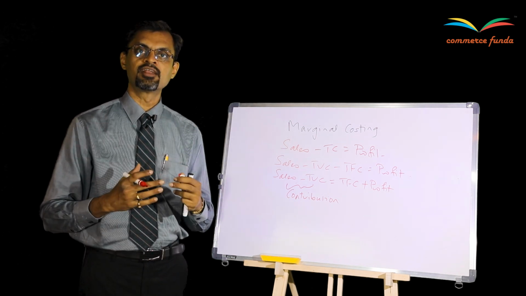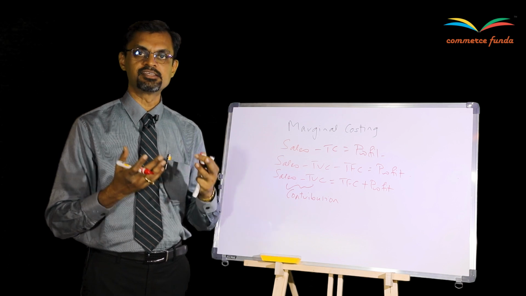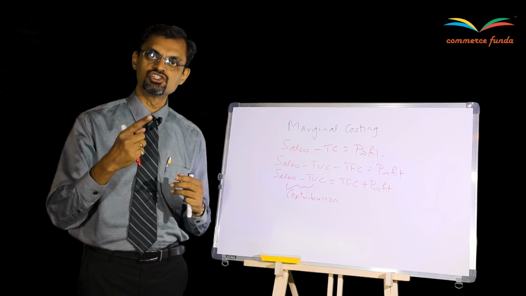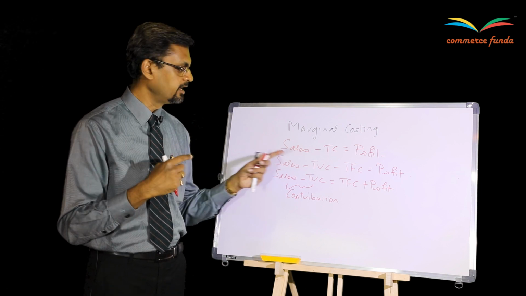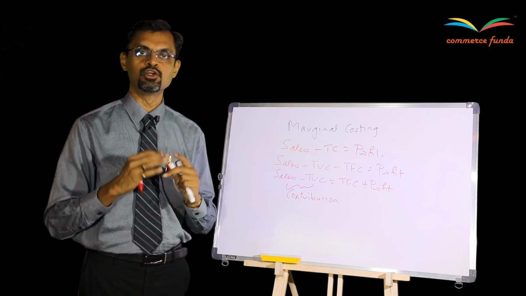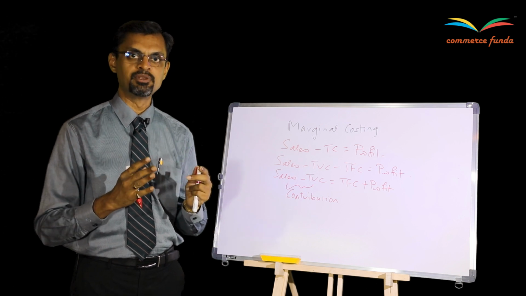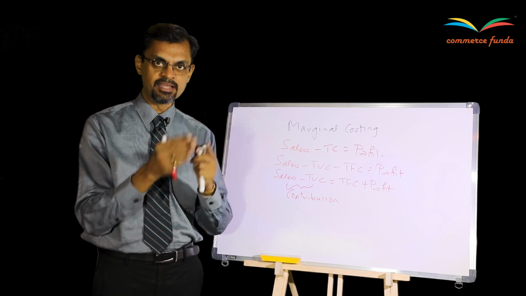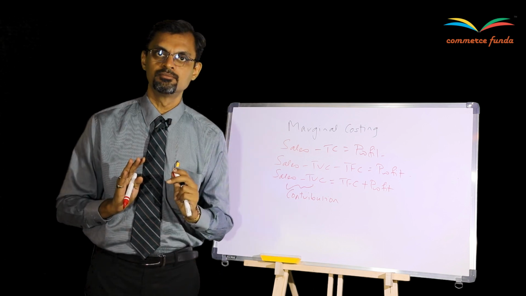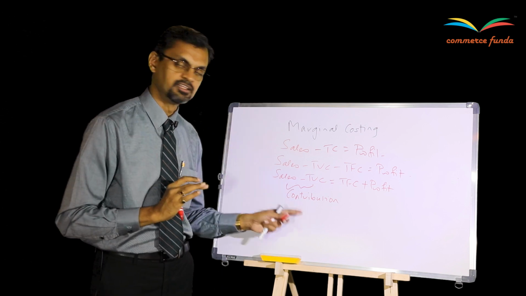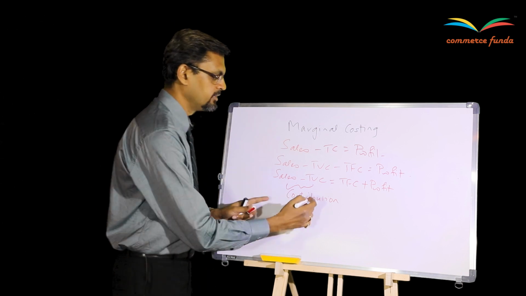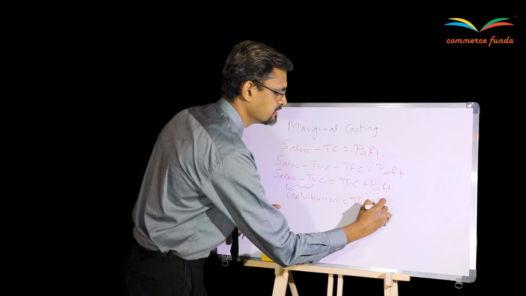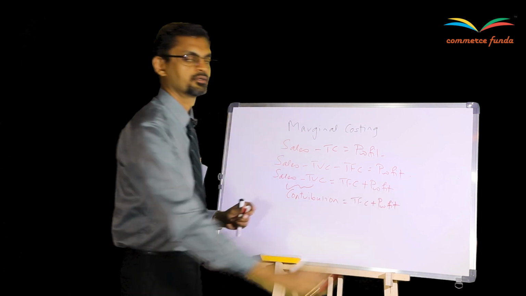Let us say that whenever I sell one extra unit, my additional selling price is say 100 rupees, and for making that one additional unit of production, my extra cost, that is variable cost, is 70 rupees. That means every time I sell one unit, I am adding 100 minus 70, 30 rupees to my profitability, and that is nothing but my contribution. So my formula now becomes contribution is equal to total fixed cost plus profit.